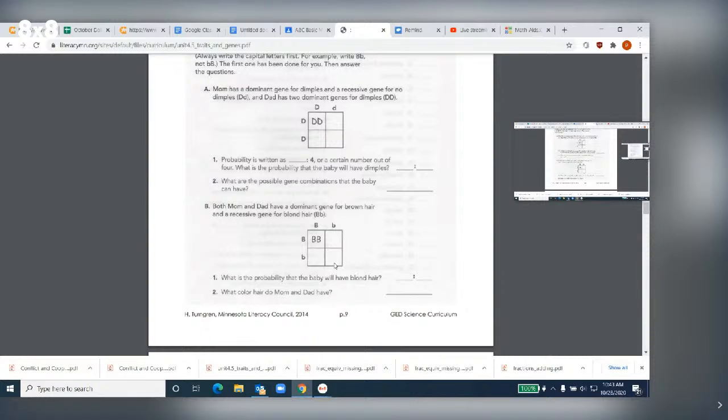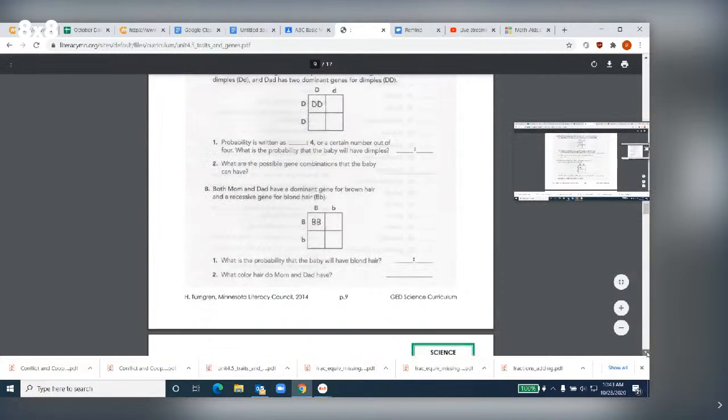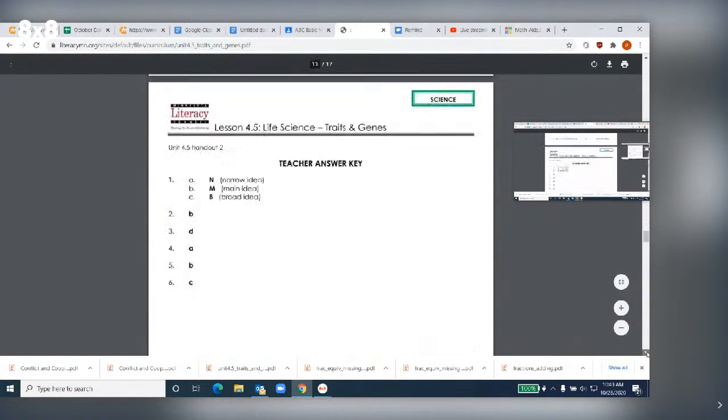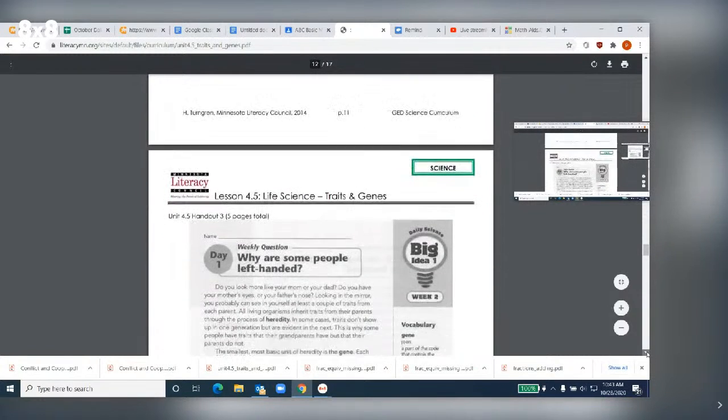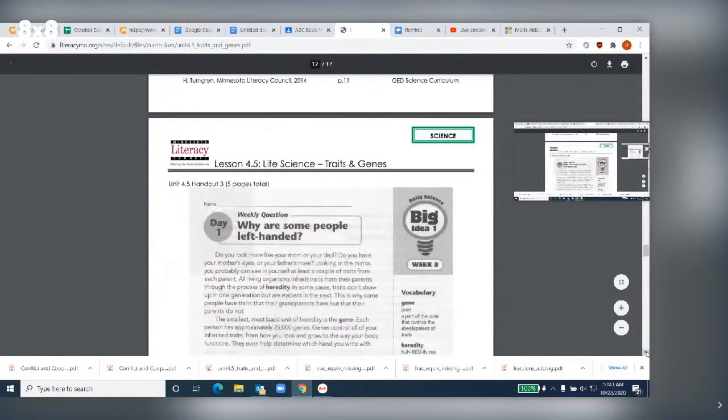I'm going to stop there for today. You guys can go ahead and read about being left-handed. It's basically just the same. It talks about the genes and things like that.